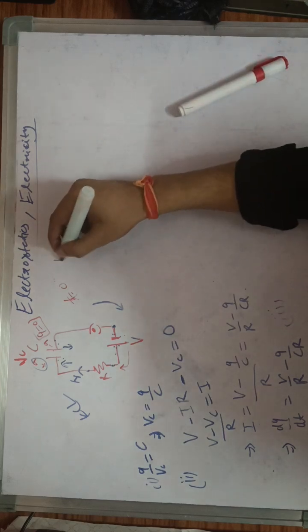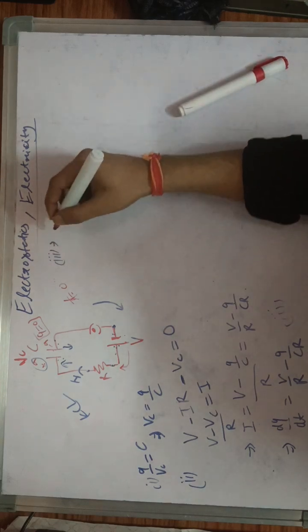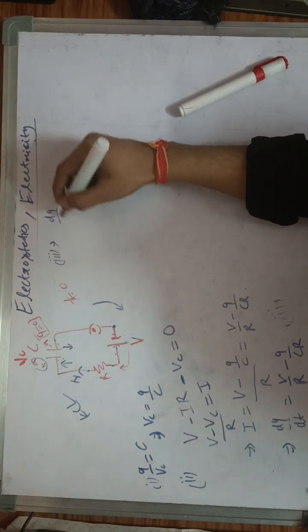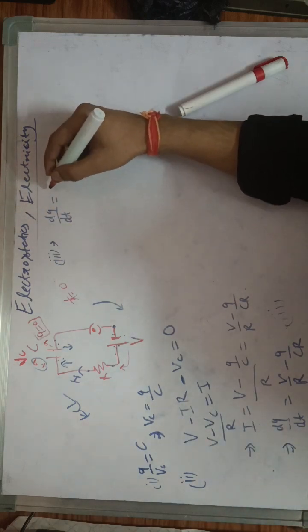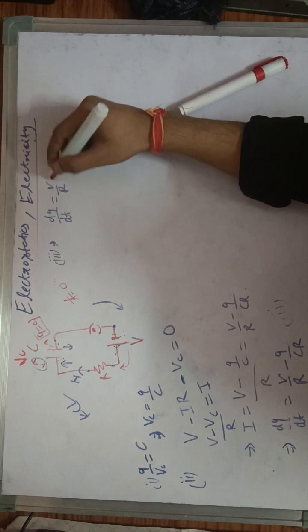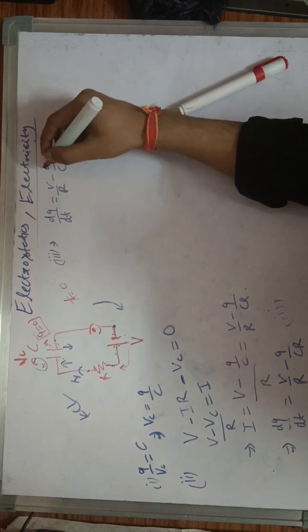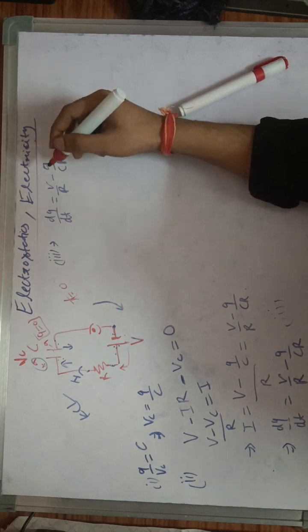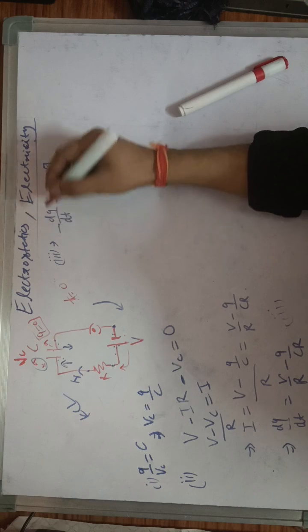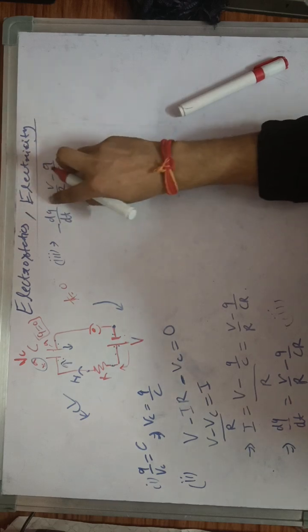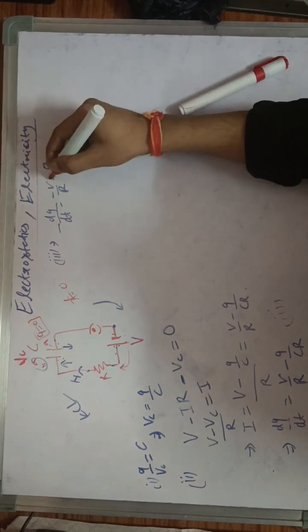Let's say dq over dt is written as V by R minus Q by CR. So let's multiply both sides by a negative sign. This gets a negative sign here, and the positive becomes negative here.